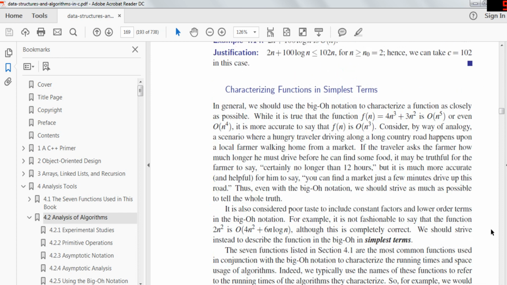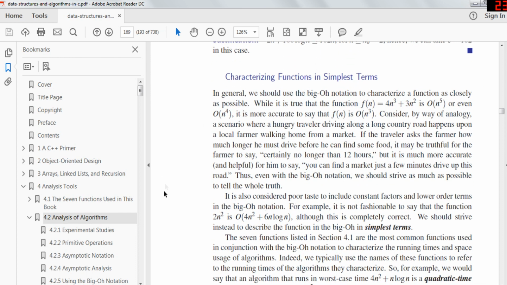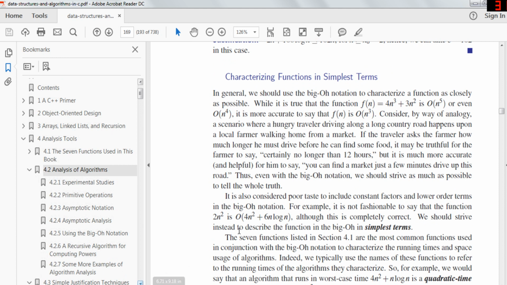Alright, in general we could characterize functions in the simplest terms, as closely as possible. So when it's true that the function f of n equals 4n cubed plus 3n squared is O of n to the 5th, or even O of n to the 4th, it is more accurate to say it is O of n cubed. So what they're saying is, technically you could raise a function as high as it possibly can, but it's actually way better to say O of n cubed.